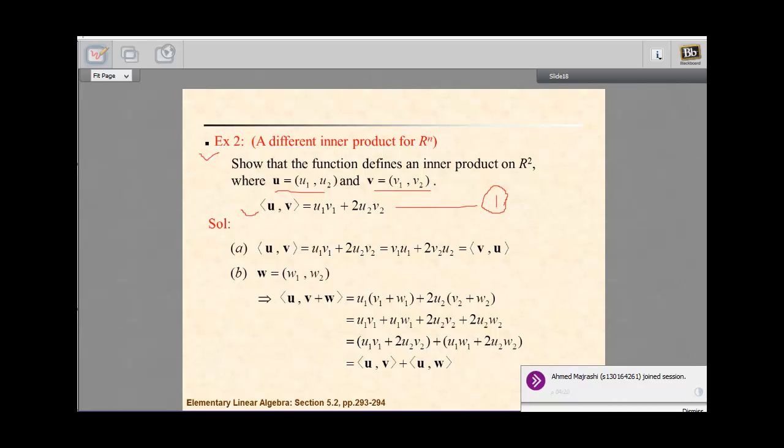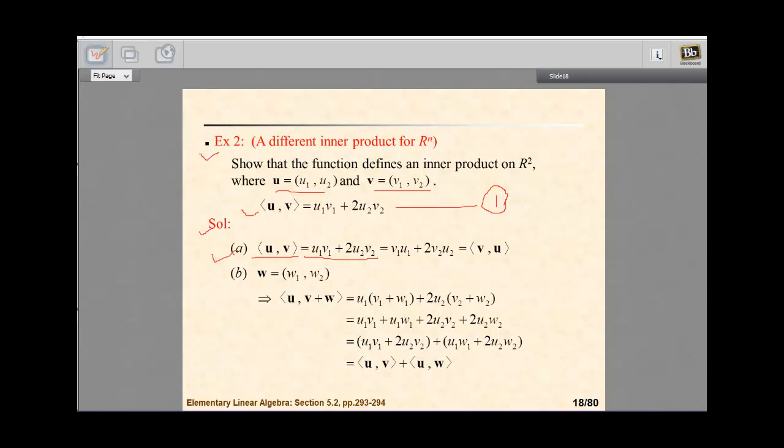Let us call it equation number 1. For example, we assume that. So one by one we have to show all the 4 axioms. So for axiom number 1, let us start the solution.